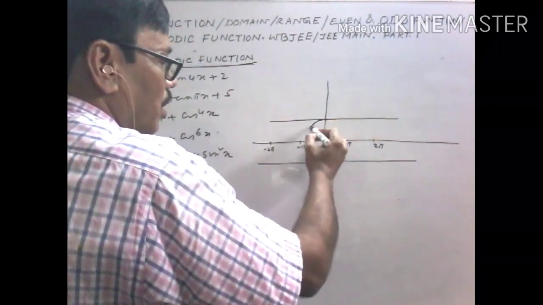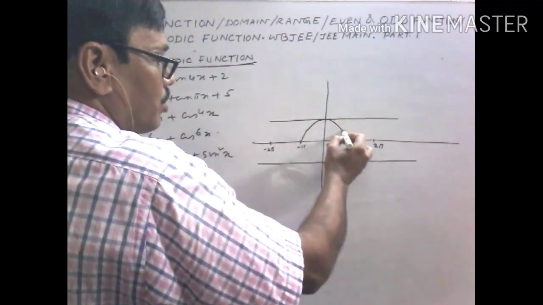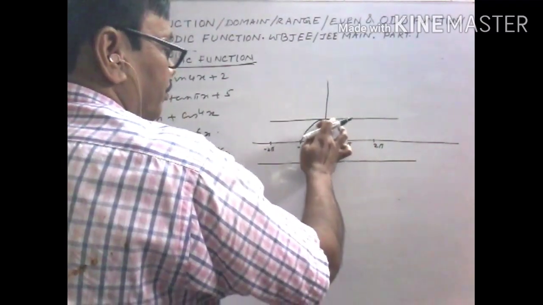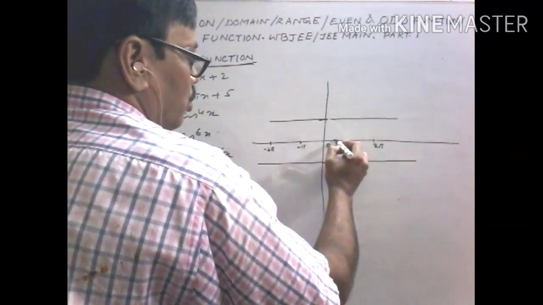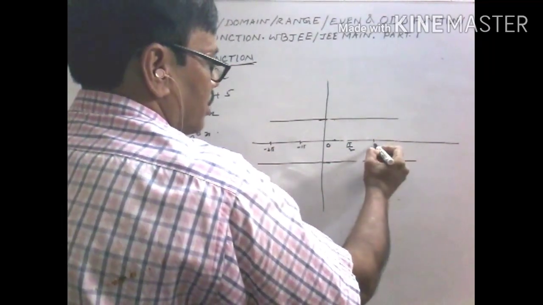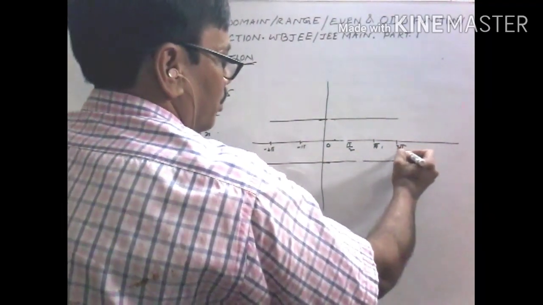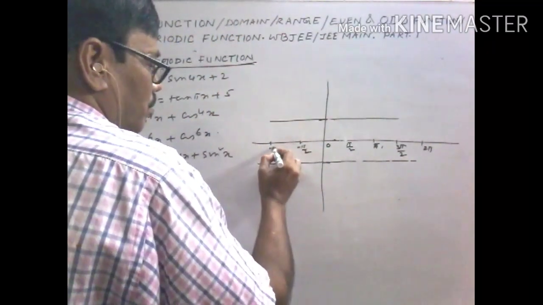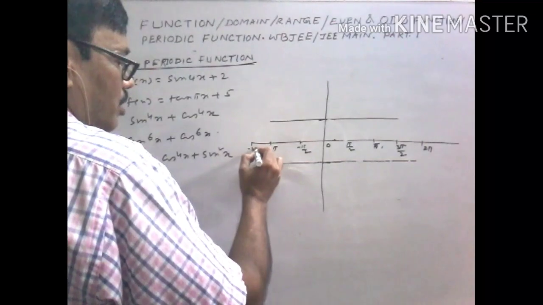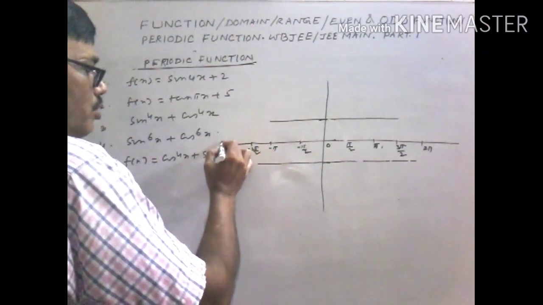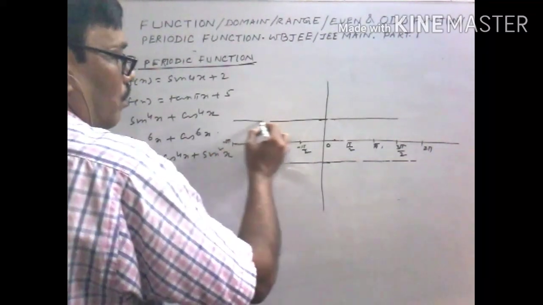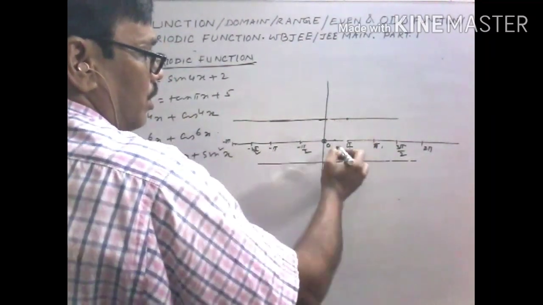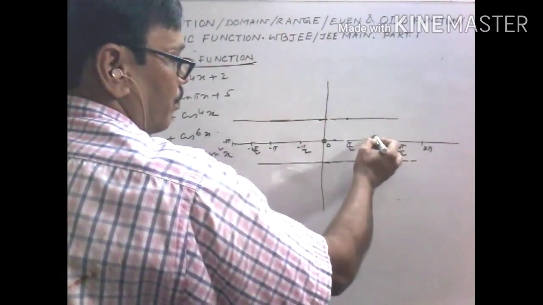So this is 0, minus pi, 0, pi. This is pi by 2, this is pi, then 3 pi by 2, this one is 2 pi, so this is minus pi by 2, minus pi, minus 3 pi by 2. So look, sin 0 is 0, sin pi by 2 is 1, sin pi is 0.